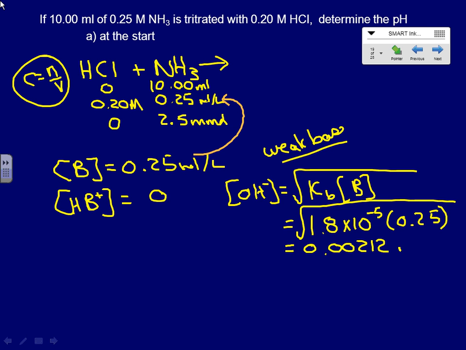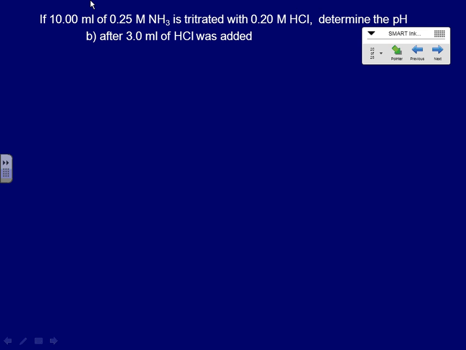We end up with 0.00212 moles per liter. Taking the negative log means I'll get a pOH. The pOH is 2.67. And subtracting from 14, I'm going to get a pH of 11.33. All right? So it's basic. Well, of course it's basic. It's a base. So let's now proceed through to the next situation. Now, hopefully, it's getting very repetitive.